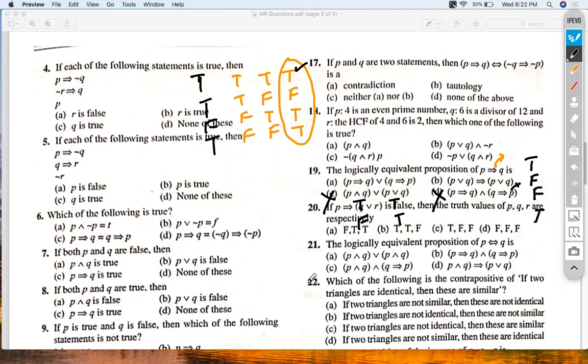Yes, sir. Last one, B1. So P or Q will be what? P or Q will be true. And this is a tautology, right? So this also cannot be my answer. Oh, correct. This is a tautology, right? Yes, sir. Didn't see that option only.